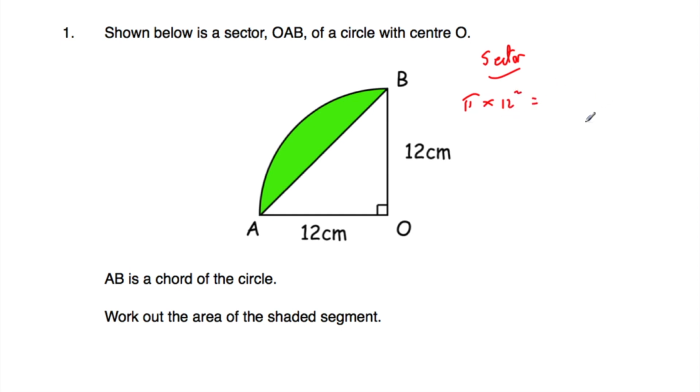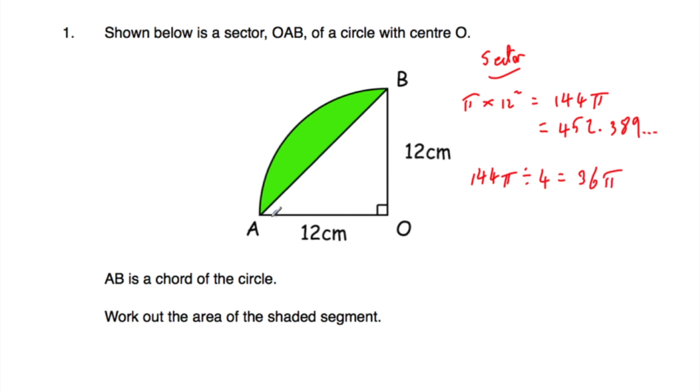And pi times 12 squared would be equal to 144 pi centimeters squared, or if you wanted to work as a decimal, it would be equal to 452.389 and so on centimeters squared. So that's the whole circle. But we just want to find the area of this sector, this quarter circle, so we're going to divide it by 4. So we're going to write down either 144 pi divided by 4 or 452.389 and so on divided by 4. I'm going to do 144 pi divided by 4 just because it's a bit easier to write down. And whenever I do 144 pi divided by 4, that's equal to 36 pi.